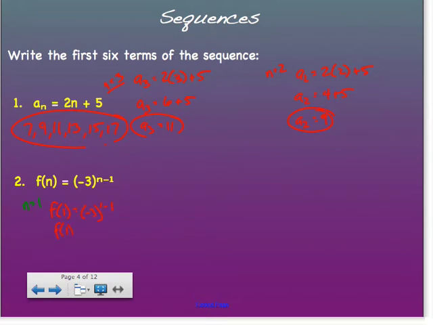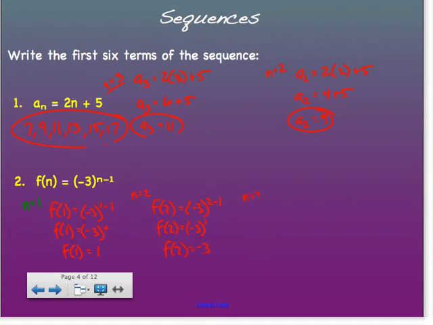That means f of 1 is equal to negative 3 to the 0, and we know everything to the 0 power is 1. So when I do f of 1, I get out 1. What if I do when n equals 2? I get f of 2 is equal to negative 3 to the 2 minus 1. That means f of 2 is equal to negative 3 to the 1 power. That means f of 2 is equal to negative 3.